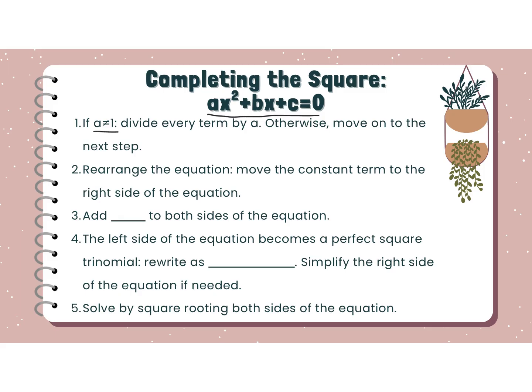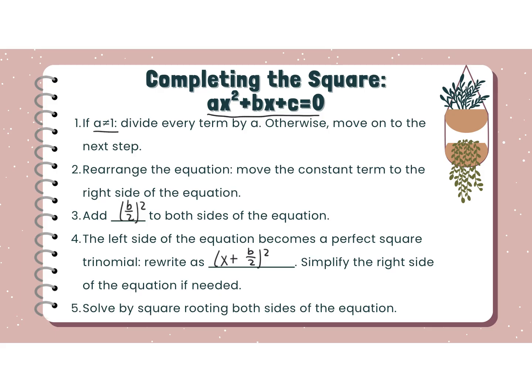Once there's nothing in front of your x squared, you can rearrange the equation by moving the constant to the other side of the equation. And then from there, you're going to add, this little blank space is going to be for b over 2 squared, to both sides of the equation. Doing that is going to leave the left side of the equation as a perfect square trinomial, and you're going to rewrite it as x plus b over 2 squared. And then you're going to simplify the right side of the equation if you can.